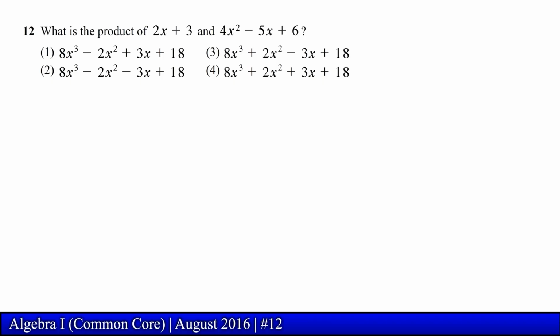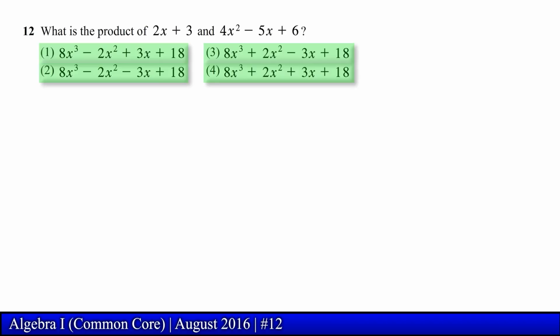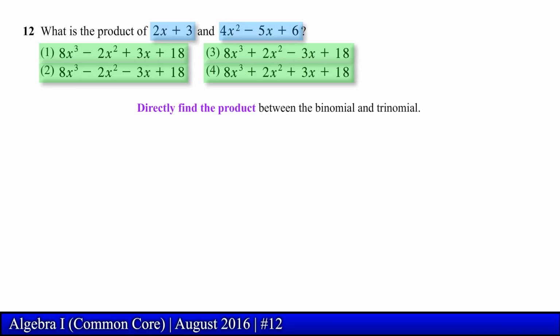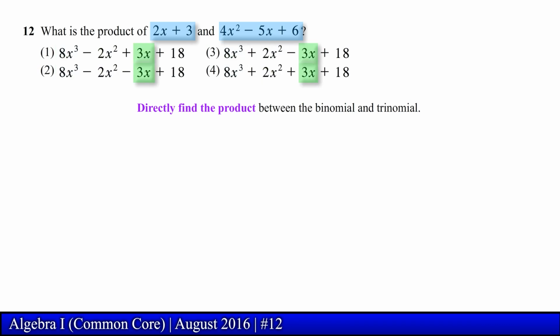In this problem, we are asked to determine which of the given polynomials is equivalent to the product of the binomial and trinomial. The quickest way to figure this out is by directly finding the product between the binomial and trinomial, since the individual terms of the polynomials given in the options are nearly identical to one another. With the exception of the sign, some terms are positive and other terms are negative. Because of this small distinction, it will be best to directly carry out the product.